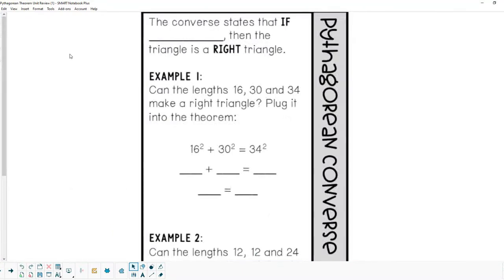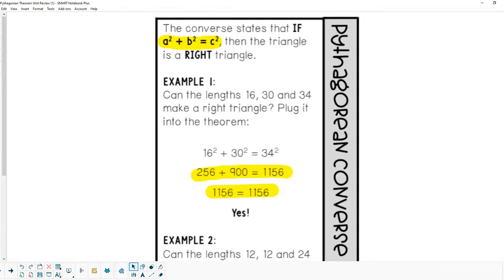Okay, now the converse of the Pythagorean theorem states that if A squared plus B squared equals C squared, then the triangle is always a right triangle. For example, can the lengths of 16, 30, and 34 make a right triangle? Plug it into the theorem. You would just do 16 squared plus 30 squared and see if it equals 34 squared. If the answer to that question is yes, then it is a right triangle.